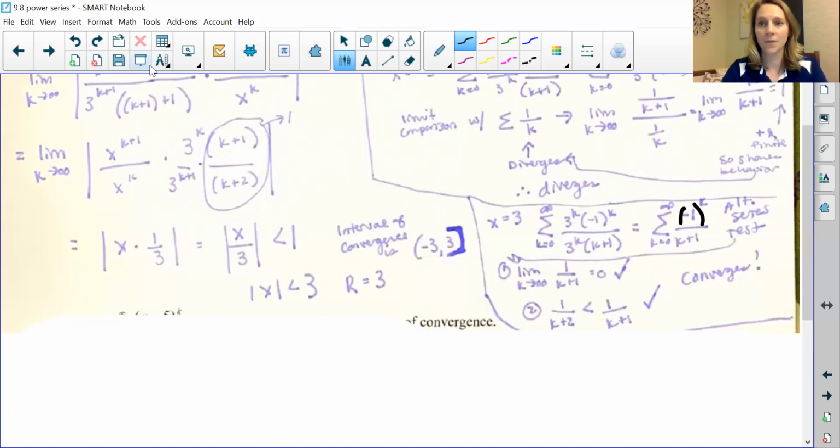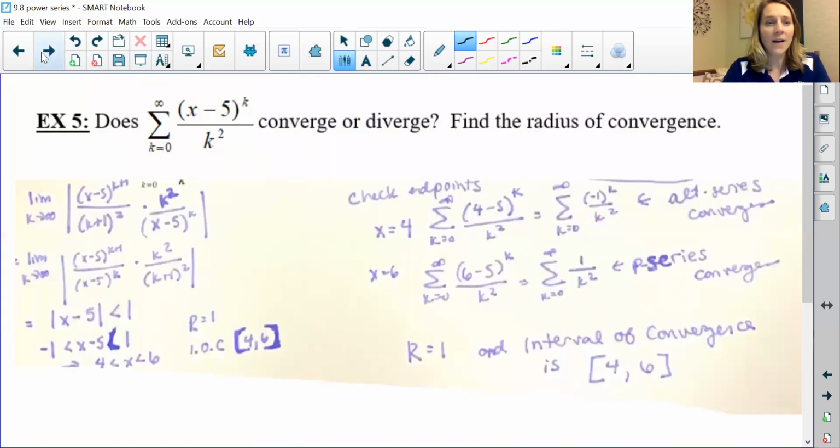All right, showing that over there. All right, and then we get to our last example, example 5. Again, does this converge or diverge? Find the radius of convergence. So we're going to use, yes, again, the ratio test. And it's probably one of my favorites, and we get to use it a lot in practice here.